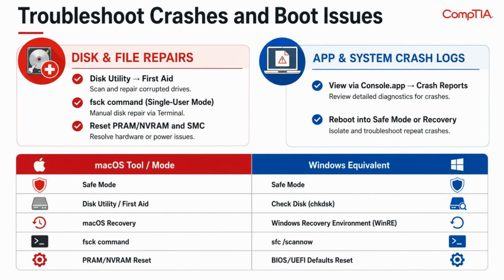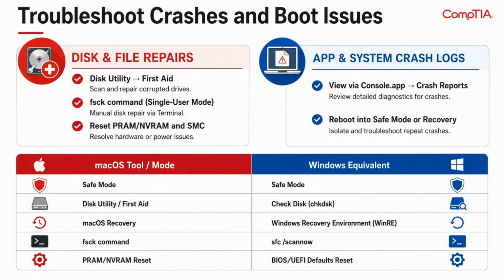For disk and file repairs, use Disk Utility's First Aid to scan and repair corrupted drives, or the fsck command in single user mode for manual repair through Terminal. Resetting PRAM, NVRAM, and SMC can help with hardware or power issues. For app and system crash logs, view them through Console.app's crash reports for detailed diagnostics, and reboot into safe mode or recovery to isolate repeat crashes.